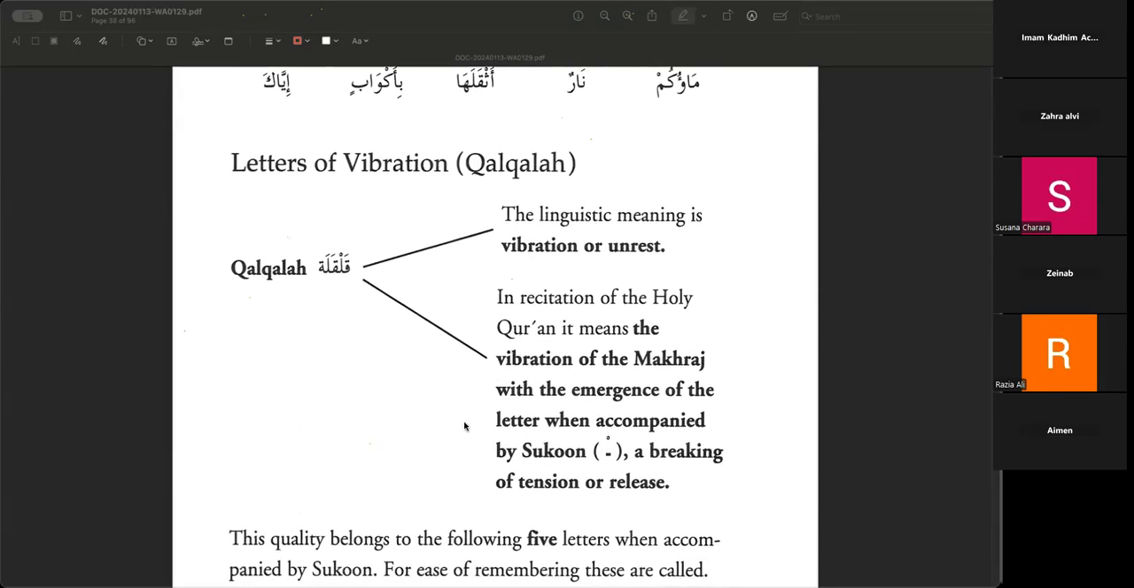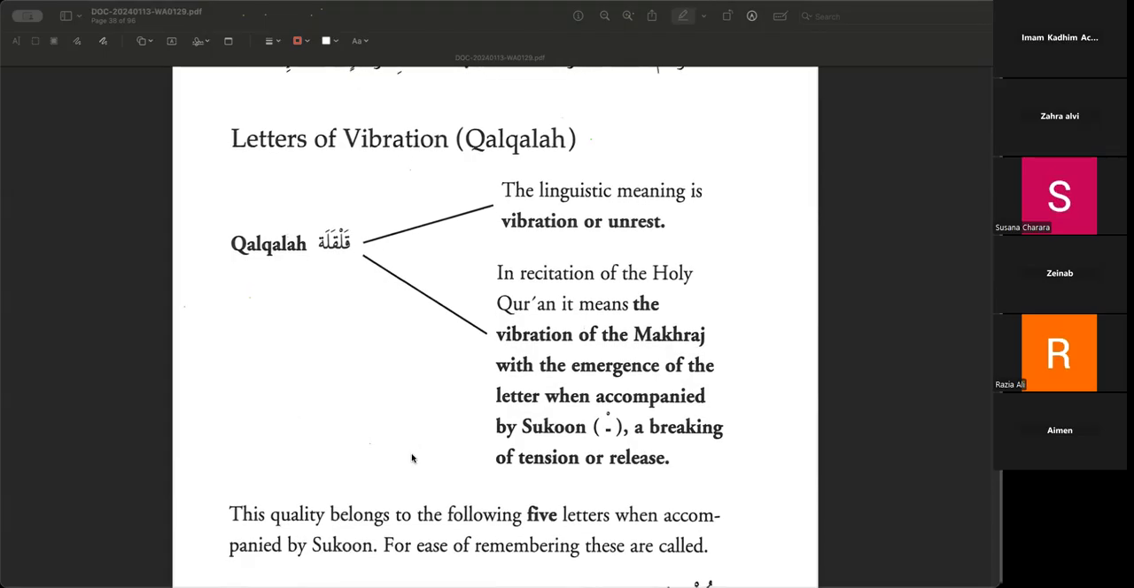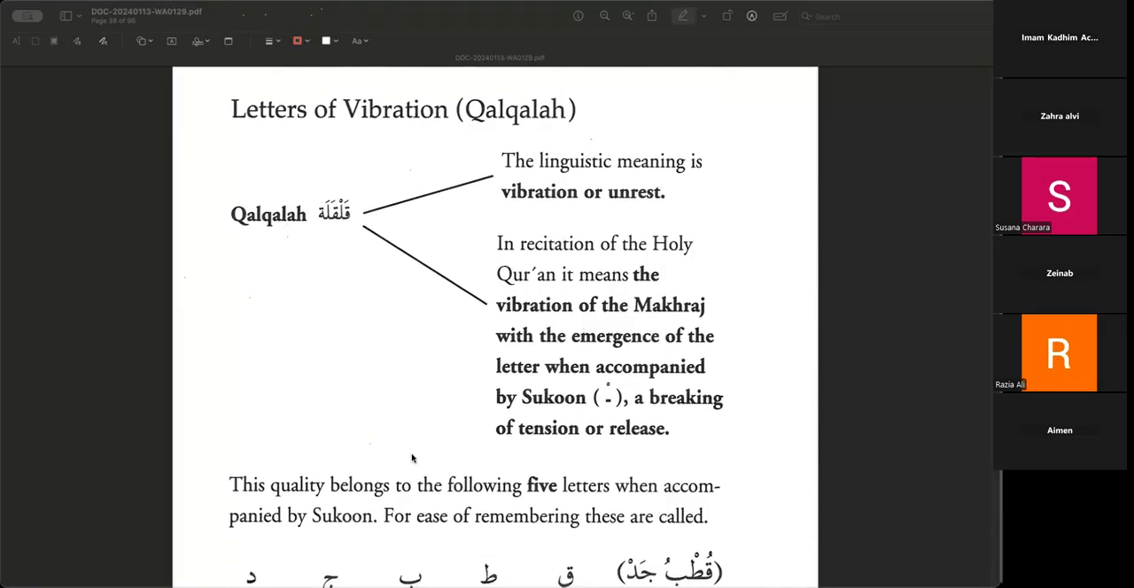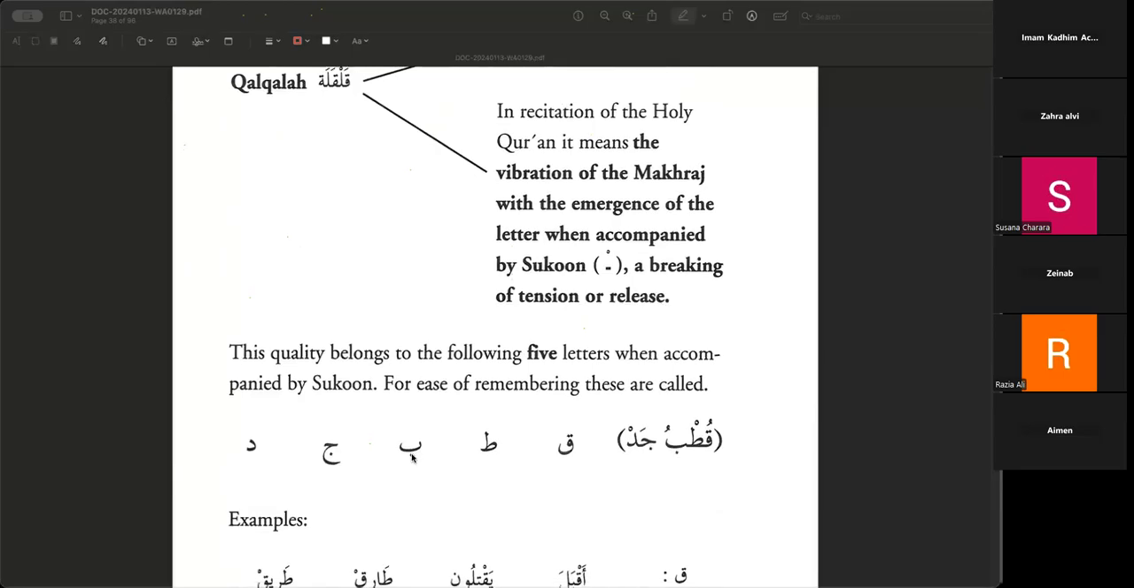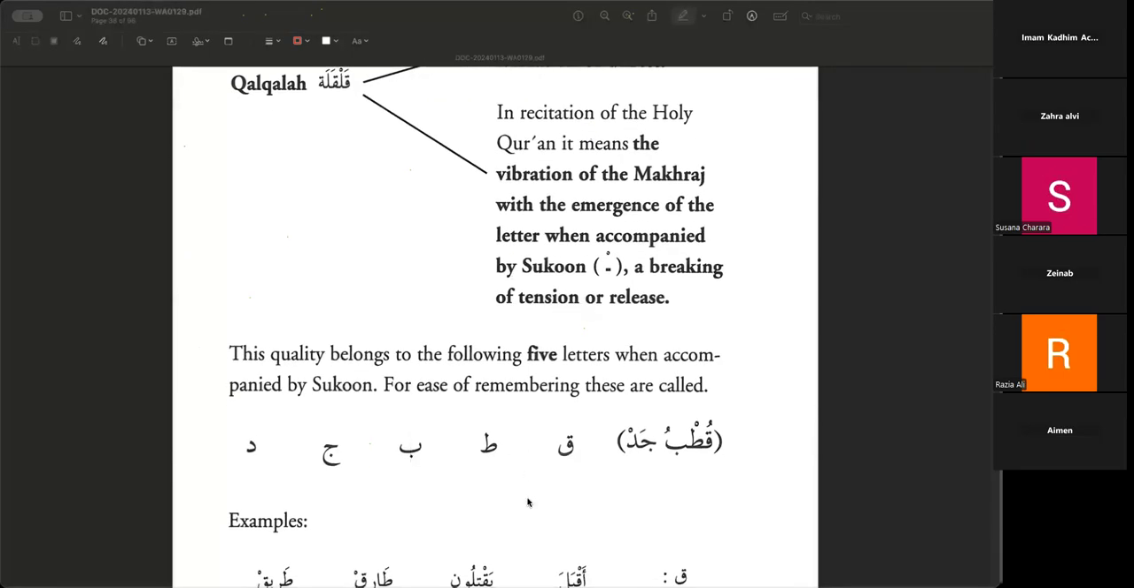Now, this is something new. Qalqala. The linguistic meaning is vibration or unrest. In tajweed, it means the vibration of the makhraj with the emergence of the letter when accompanied by sukun, a breaking of tension or release. This quality belongs to the following 5 letters when accompanied by sukun. For ease of remembering, these are called.